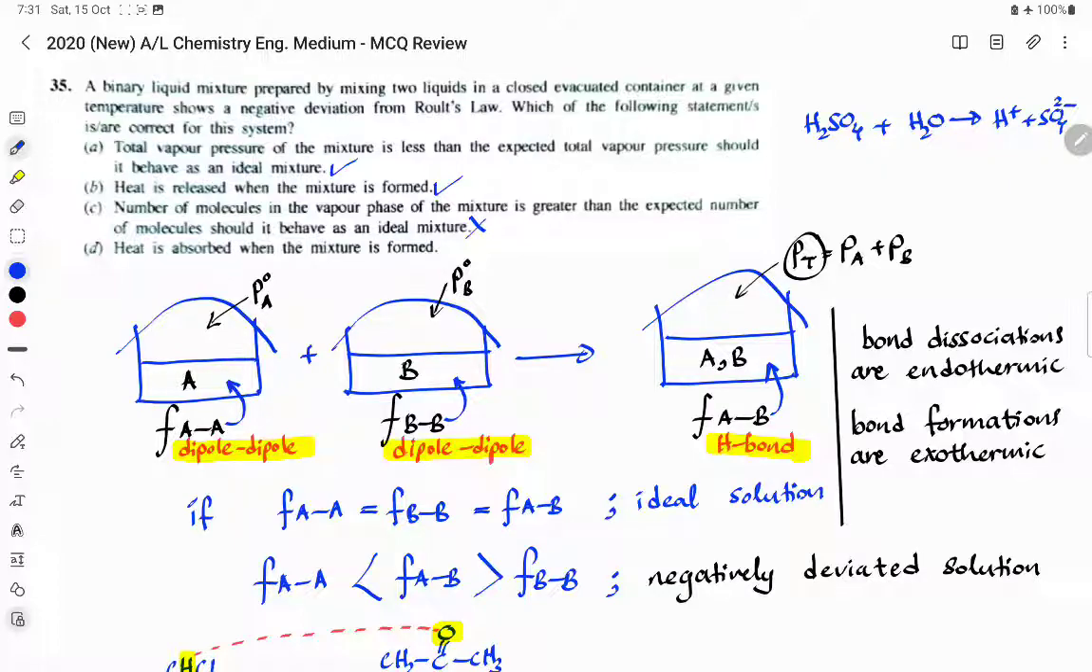Statement D, heat is absorbed when the mixture is formed. No, it's wrong. We saw that statement B is correct, so if B is correct, D is incorrect. So the answer will be A and B, therefore the answer will be the first option. Okay, let's move on to the next question.